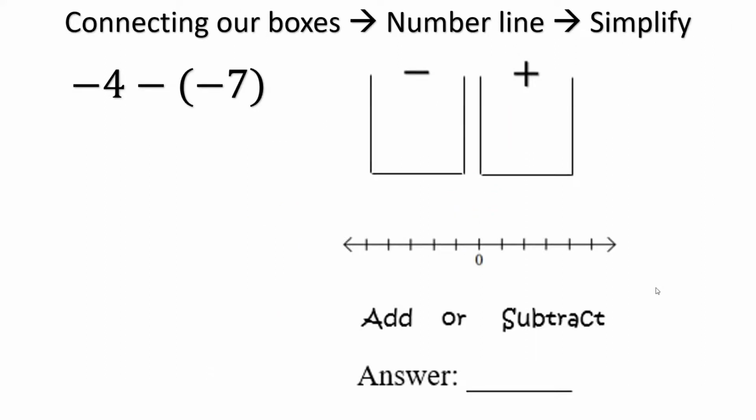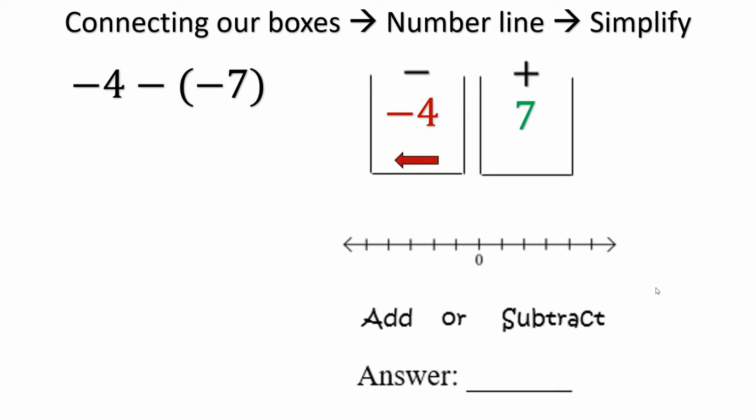Now, this is not on your notes page, but I'm going to show you what you'll be doing on your notes page. We're going to be sorting and then doing the number line, deciding whether we add or subtract, and then finding the final answer. So we have -4 minus -7. We have a -4 and a +7.